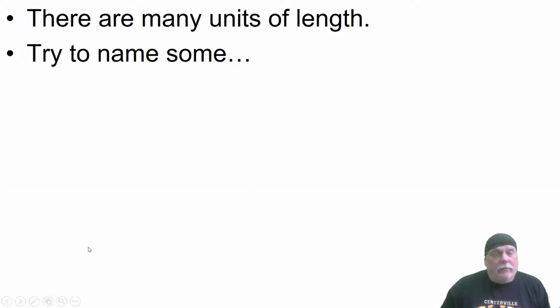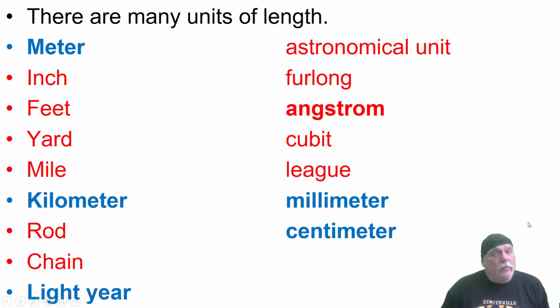There are many, many units of length besides the SI units. Just try to think of some different units of length. You might come up with foot or inch. Here are a whole bunch that you may or may not have heard of. The meter, the kilometer, the light year, the centimeter, the millimeter, those are all SI units. Some of the ones you probably have heard of would be inch, feet, yards, miles. Some of the more odd ones: rod, chain, astronomical unit. Ooh, that sounds sciencey. Furlong, angstrom, cubit, league. Those are all different measurements of units of length.